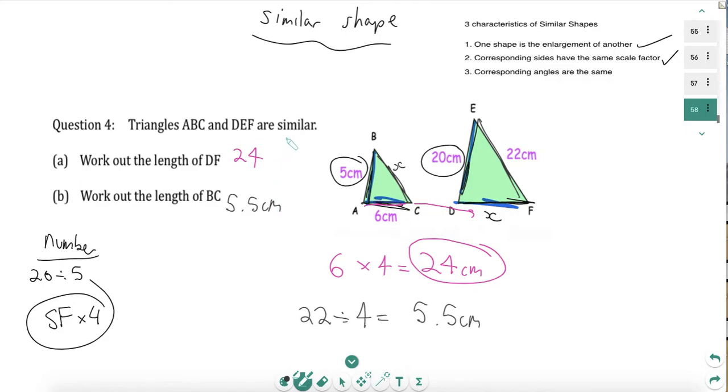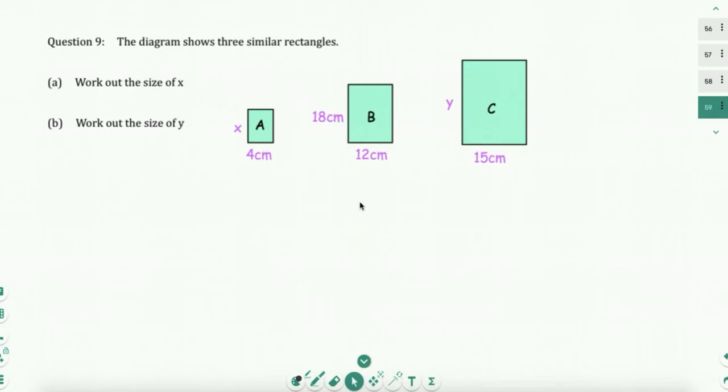It's just realizing that in similar shapes, all the corresponding sides have the exact same scale factor. So if you're able to find the scale factor of one set of corresponding sides, you can apply the same scale factor to the other set of corresponding sides. You can find a scale factor by thinking, how many times bigger is 20 compared to 5, which you do by 20 divided by 5. So it's times by 4. All right, guys, next problem.